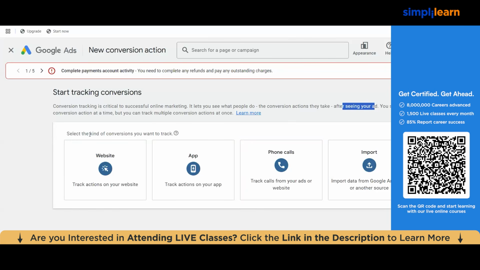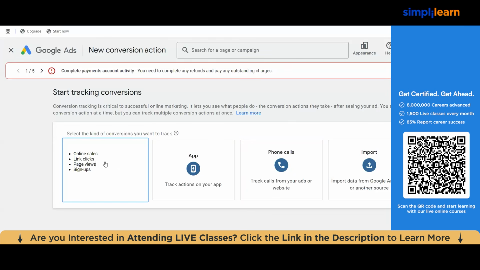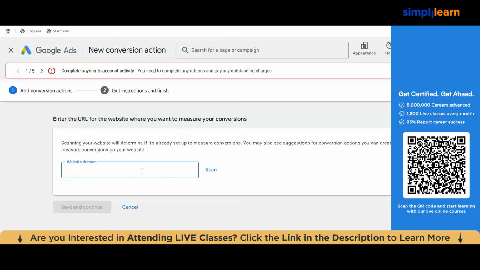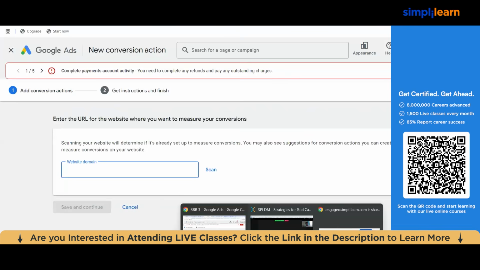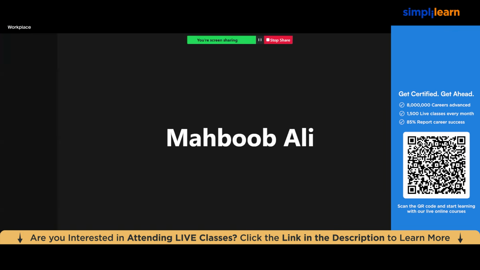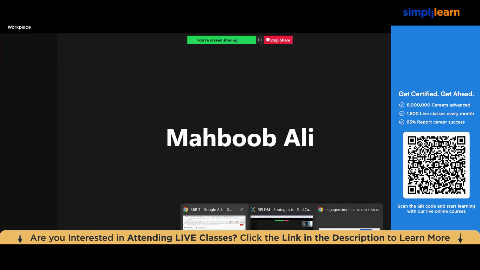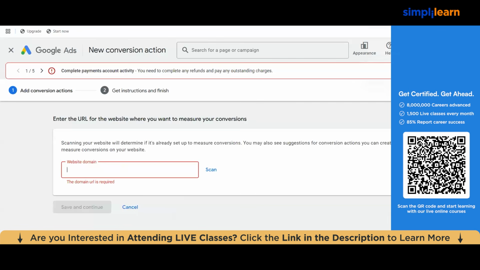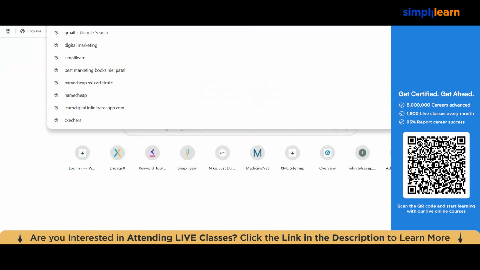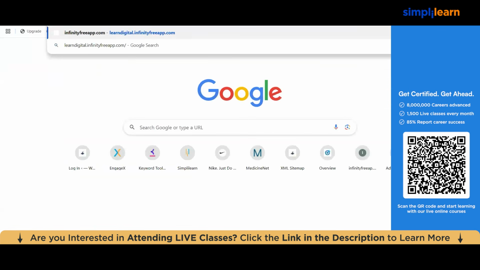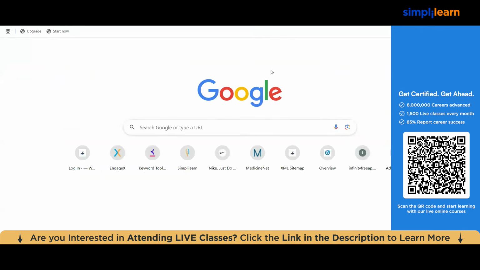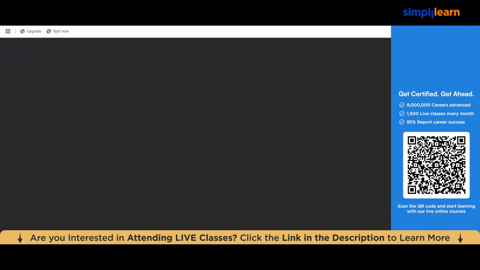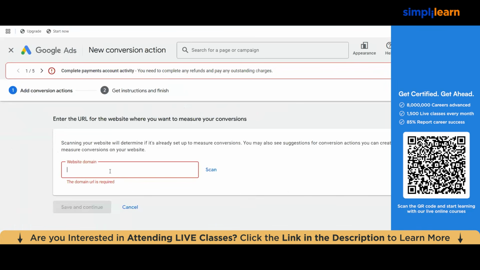So say I go to this, select the kind of conversion you want to track. I'll click on website tracking, and then this is where you need to put in the URL of the website on which you need to put the pixel code. Otherwise it won't work because it needs to be scanned. I remember when we were doing a website session, we made a website, if I'm not wrong, this was the website, right? So maybe I'll take this URL, paste it over here and scan it.